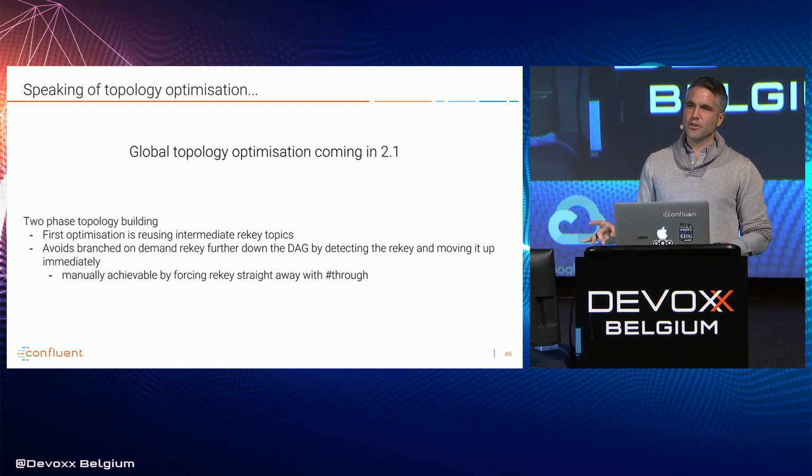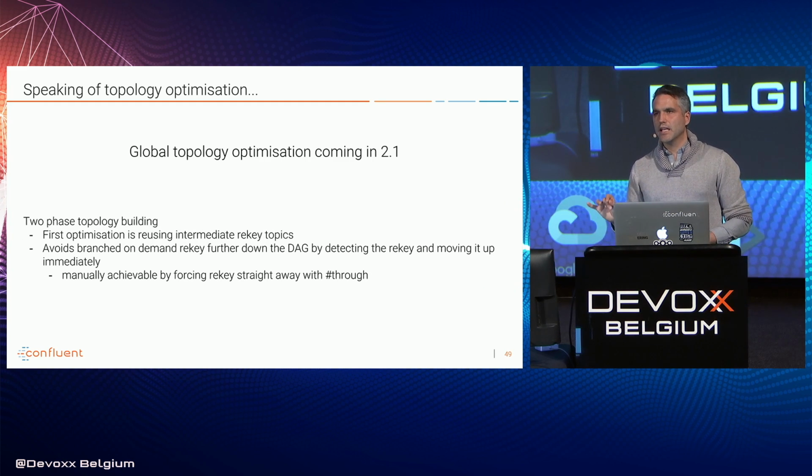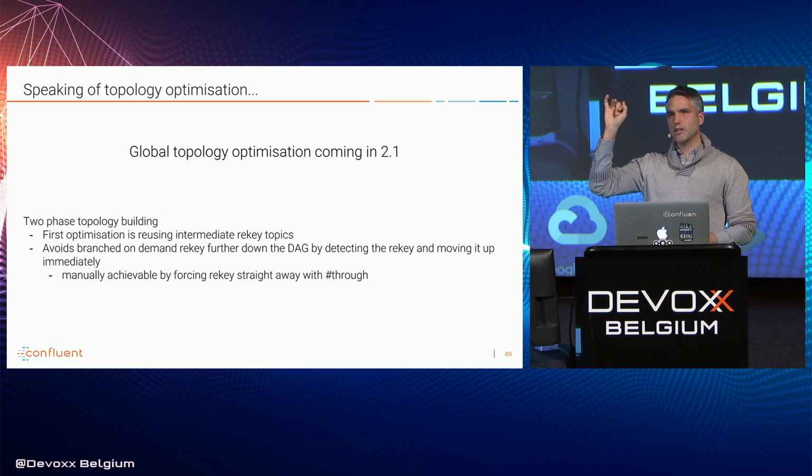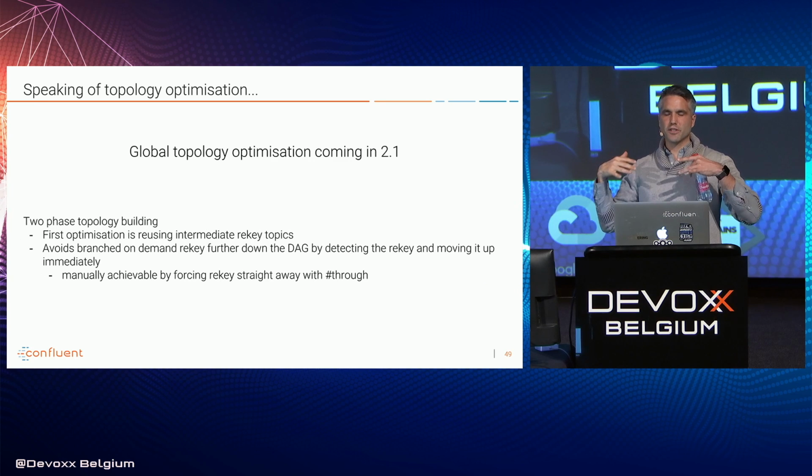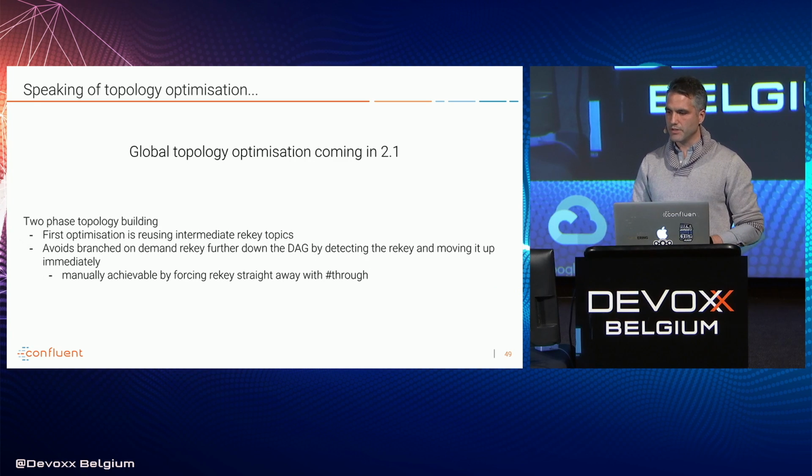Yeah, and if you know what you're doing, it's a bit more advanced. If you're running a version previous to 2.1 and you recognize that this is happening, you can actually force Kafka Streams to do the rekey operation up the topology by using the through operation, which forces the messages to go back through a topic and be re-consumed by KS, which effectively forces the rekey operation.